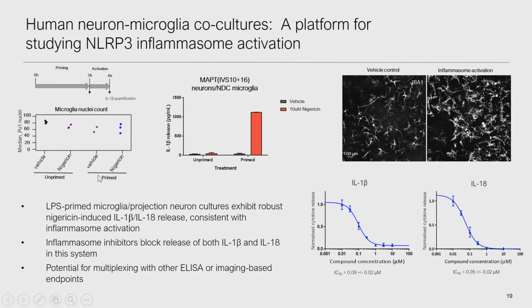We also check that microglial nuclei counts remain constant, so these changes in cytokine release are not linked to the microglia being obliterated. And we're able to multiplex ELISA and imaging endpoints together to try and maximize data return.